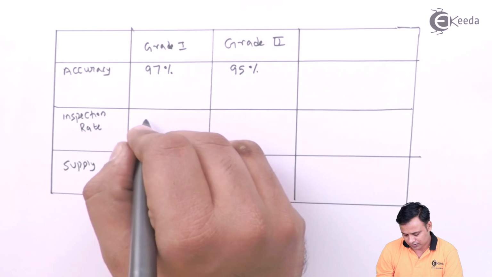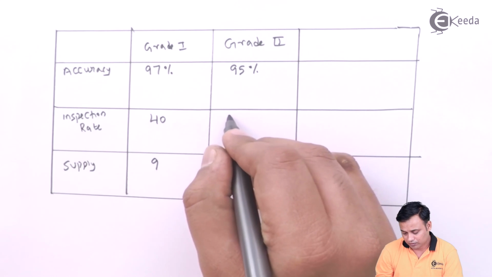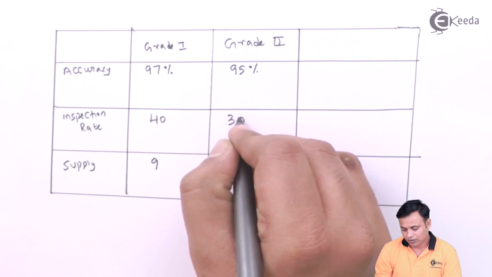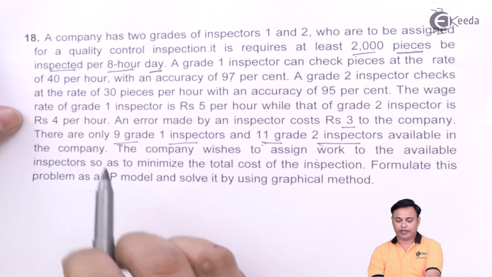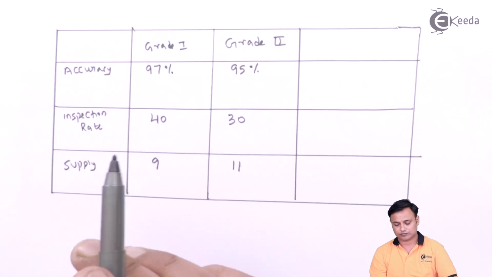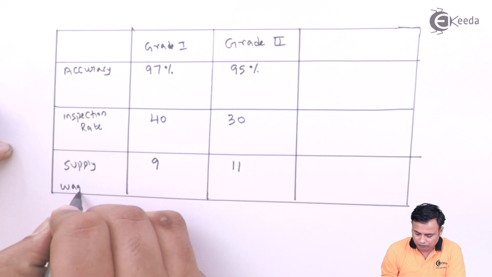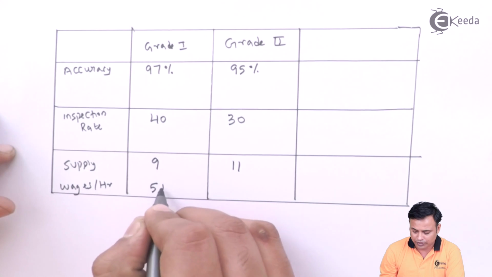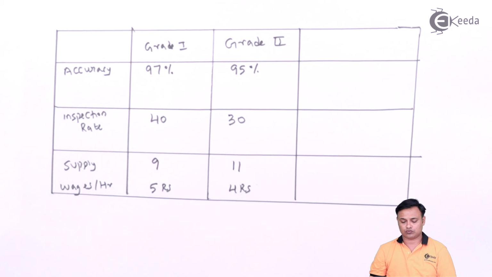Grade 1 inspector checks 40 per hour and grade 2 inspector checks 30 pieces per hour. The wage rate for grade 1 inspector is 5 per hour and for grade 2 it is 4 per hour. We are also given the wages per hour. It is 5 rupees for grade 1 and 4 rupees for grade 2.